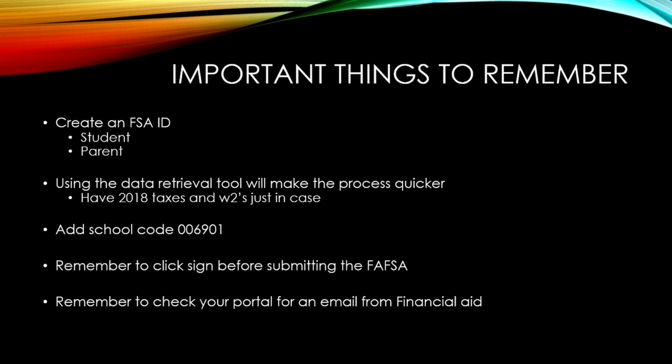Just to highlight some important things to remember when completing your FAFSA, create an FSA ID for both the student and the parent. You'll also need to use the data retrieval tool if you are eligible. It'll make the process go a lot quicker than using your 2018 taxes and W-2s because the information comes directly from the IRS. Also, remember to add our school code, that is 006901. You can either find that on the website or you can ask us by emailing us.